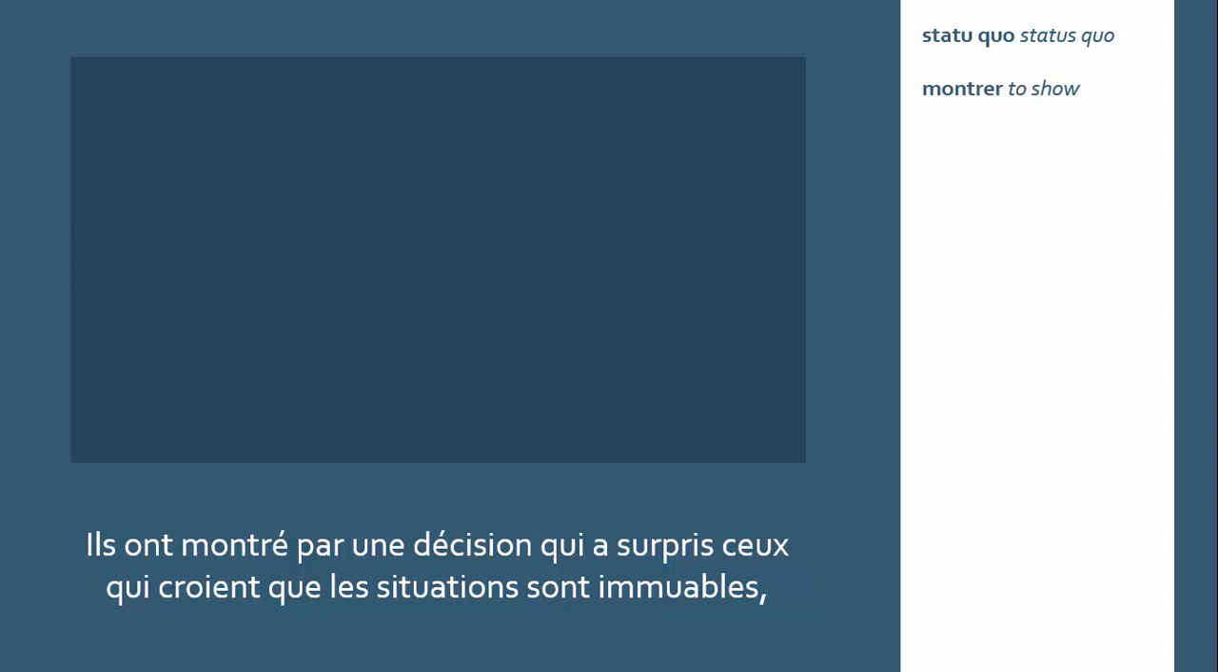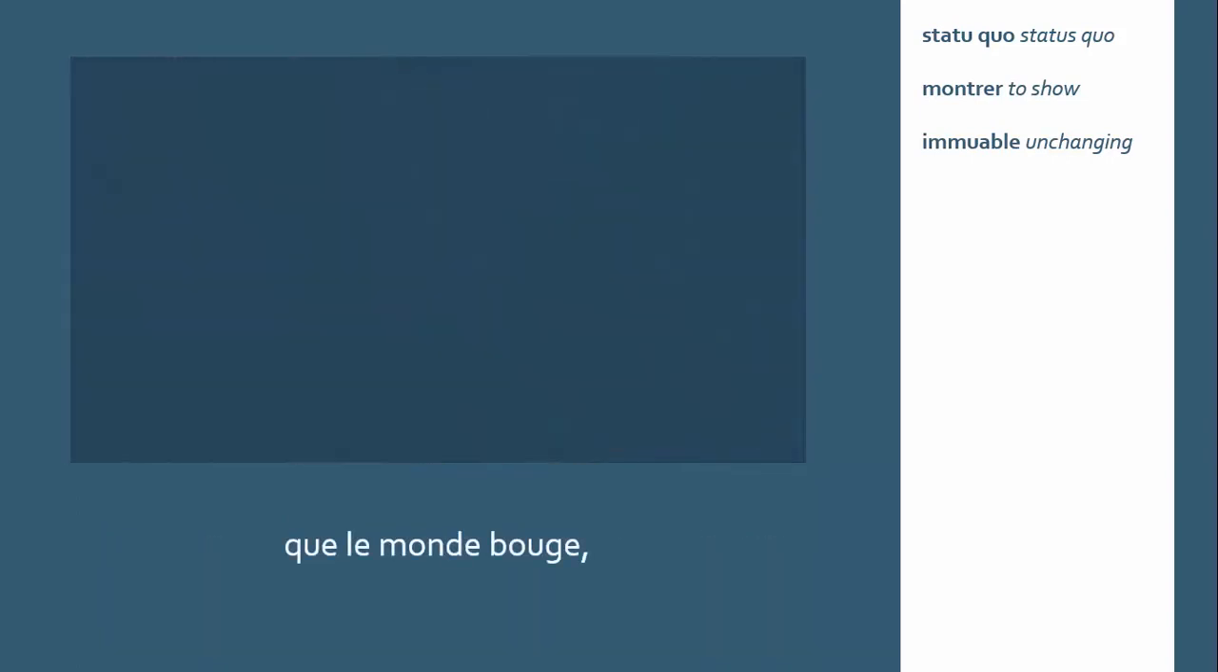So, which has surprised those who believe que les situations sont immuables, that situations are immuable, is unchanging, unmovable. Okay, so this is what we have so far. They have shown, with a decision which has surprised those who believe that situations are unchanging, que le monde bouge. That the world moves. Bouger is to move. So if we take out the sort of par une décision blah blah blah part, what we say is ils ont montré que le monde bouge. They've shown that the world moves.